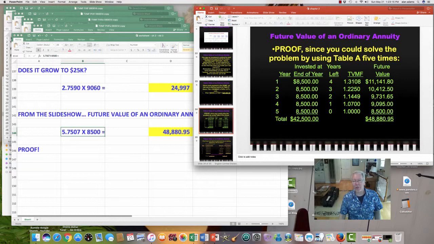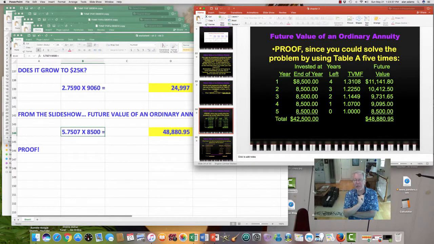My second payment goes in at the end of 2 years. That's going to therefore work for me for 3 years. My TVMF is 1.2250. You'll find all of those on table 1, table A. Okay, now you can add them all together after you've done all 5 calculations, and you'll get 48,881 roughly.